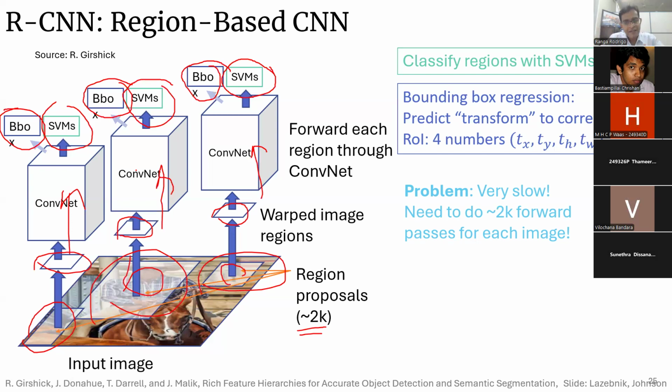So this is the thing about RCNN. But the problem is it is very slow. We need to do 2000 forward passes for each image through the convolutional neural network. That's why RCNN is very slow.